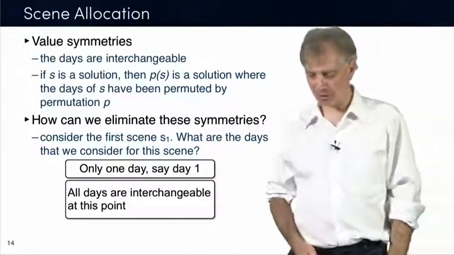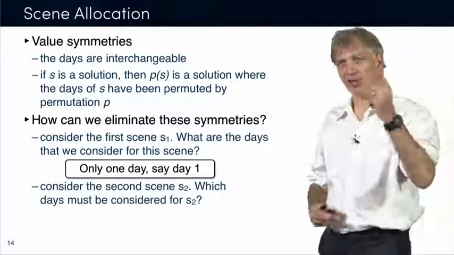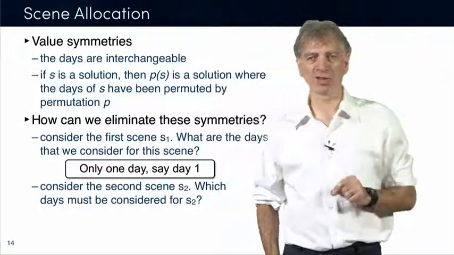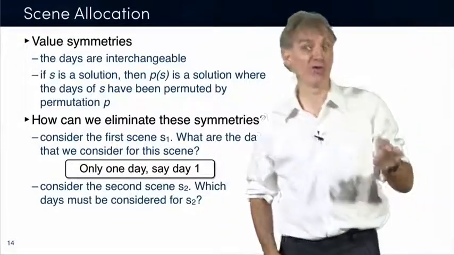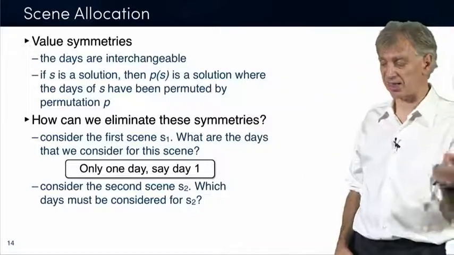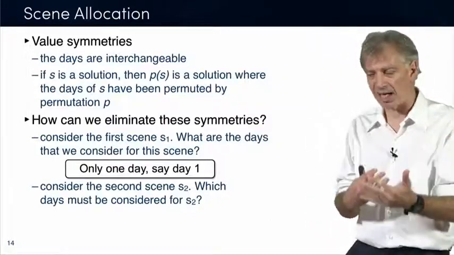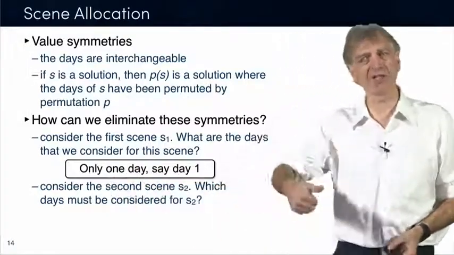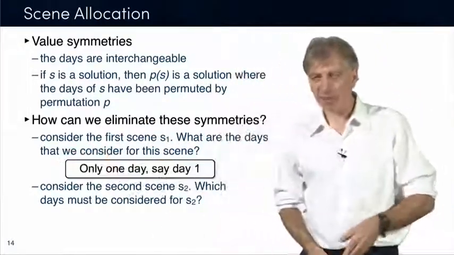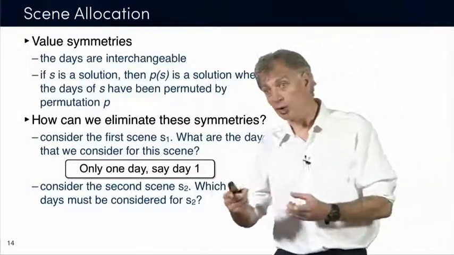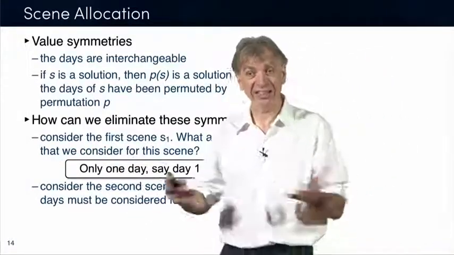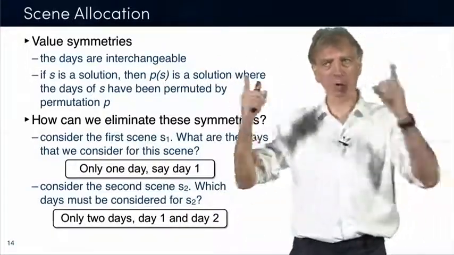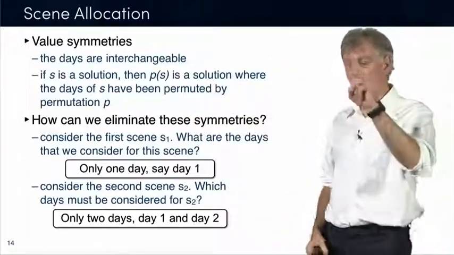Now let's look at the second scene. Where can I schedule the second scene? Well, I can schedule it on the first day, right? So that's like the scene that I just scheduled. And maybe that's interesting because there are a lot of common actors. Or I can decide to schedule it on a day where nothing is scheduled yet, which is, let's say, day 2, day 3, day 4, day 5. But day 2, day 3, day 4, day 5 are all the same at this point. I can't distinguish them. So essentially the 2 days that I have to consider are day 1 and then day 2, let's say. Only one of the other days. So I have only 2 days, okay?